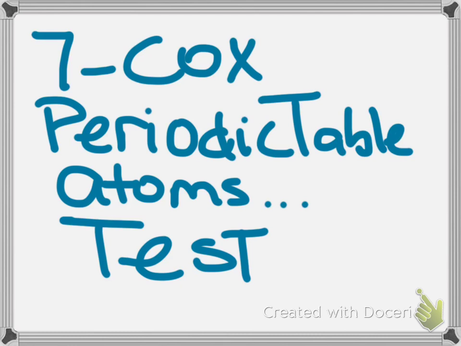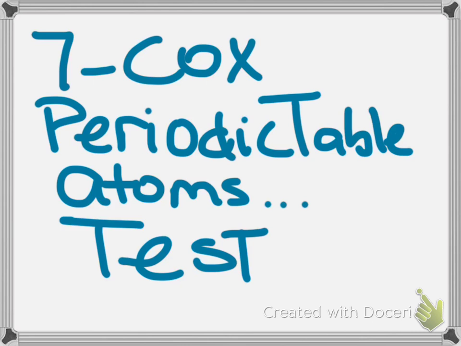Number 14, a portion of the periodic table is duplicated here. Which of the following molecules is a simple organic compound? It's going to be A, B, C, or D. A is CH4, B is NaCl, C is FeS, D PbO. Just look at those.